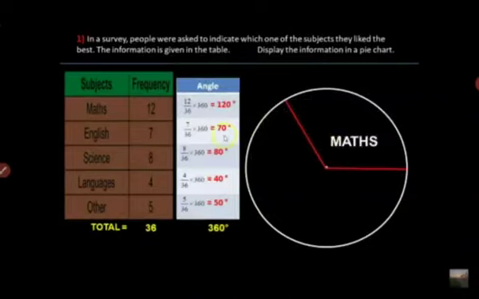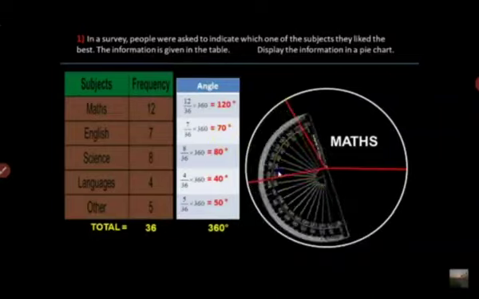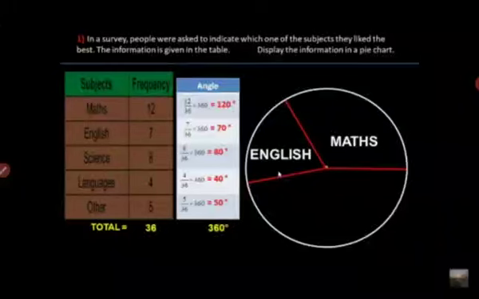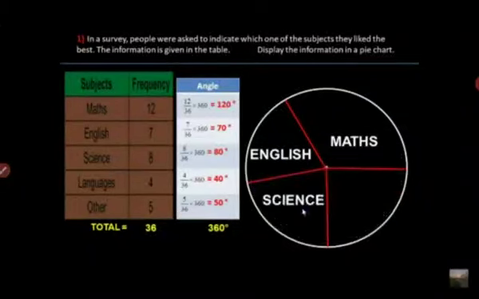Now we need to draw 70 degrees for English. Take your protractor, place it on the line over here, and then count 70 all the way up to here. Then draw a line, and write down English for that. And so on. You need to draw 80 degrees for science. This is the line that you count from, not this line. From here, 80 is right over here, and that represents science.